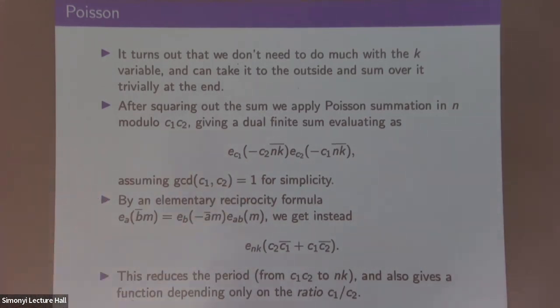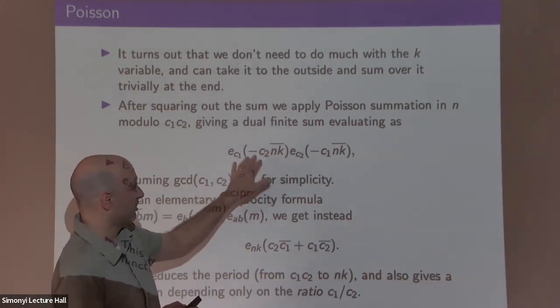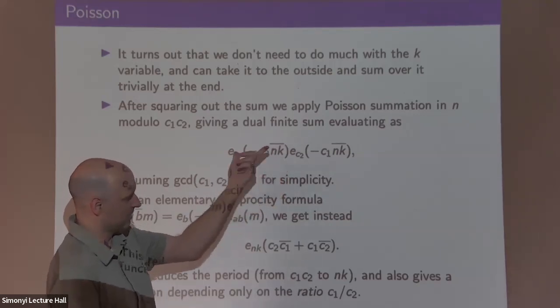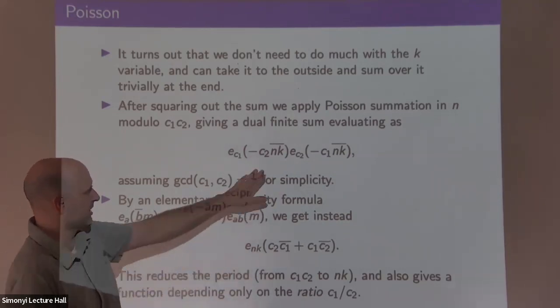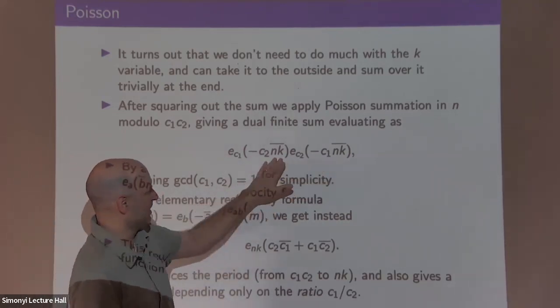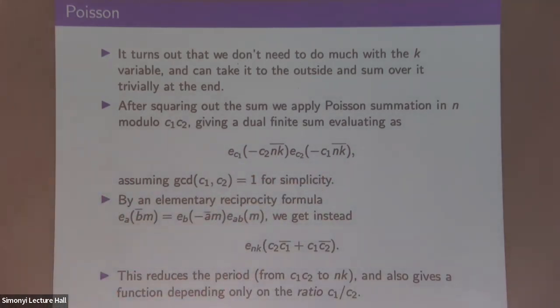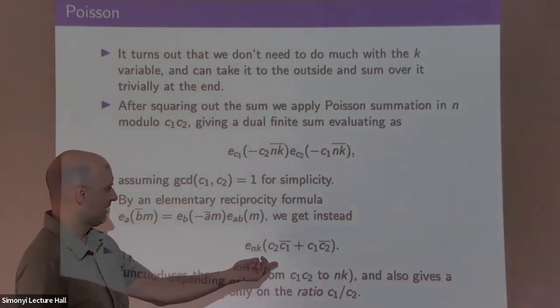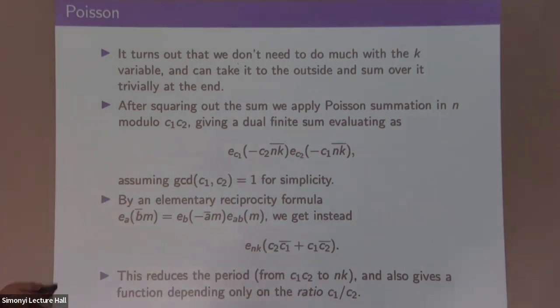And so we completely change the moduli in the problem. The total modulus here is basically C1, C2, or the least common multiple of C1, C2. Here it's reduced down to NK. It's a really nice feature that we get the same modulus on both sides, so there's a nice compatibility between the moduli. Also we have C2 C1 bar and C1 C2 bar, which just means it depends only on the ratio of C1 over C2. That's another useful feature.